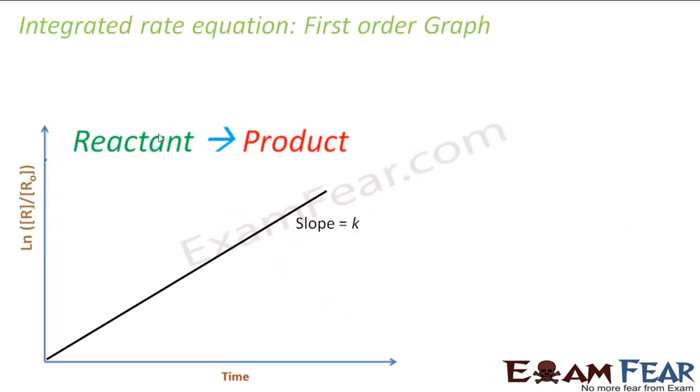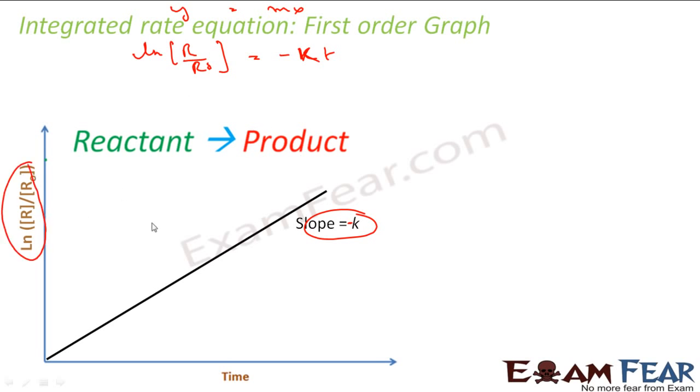Okay, now let's plot the graph. So the equation which we had was ln R by R naught is equal to minus kt. Correct. If you compare this with y is equal to mx, slope is minus k, right, and this becomes y, ln R by R naught, and t becomes my x. You get this kind of graph. Correct.